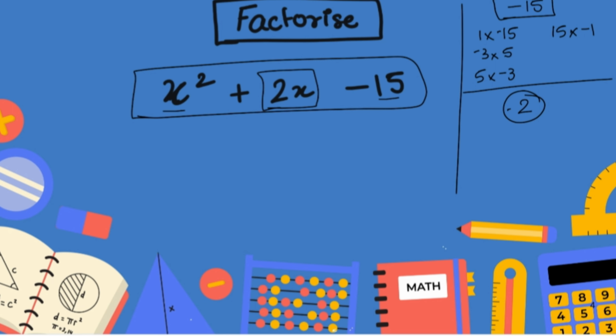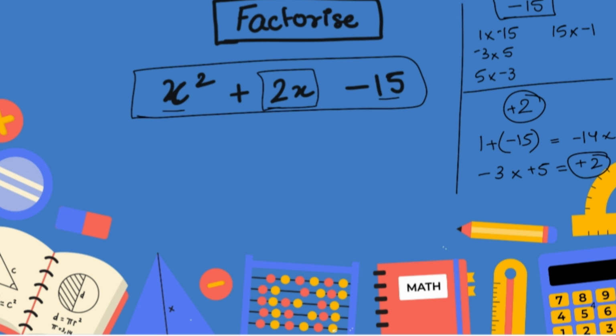We need to get positive 2 on adding or subtracting the following factors. Let's see, if I add 1 plus negative 15, I get negative 14, which is incorrect. Let's see the next, that is negative 3 into positive 5, I get positive 2. So what I'm going to do is take this expression and write it as x squared plus negative 3x plus 5x minus 15. So this positive 2 was broken down into two parts, that is negative 3 and positive 5.